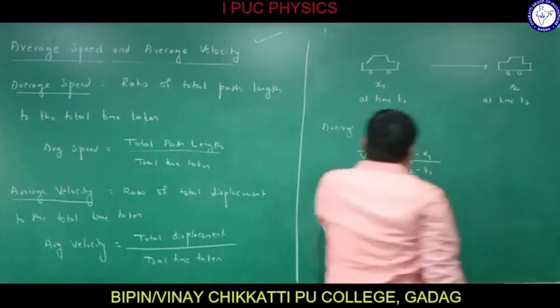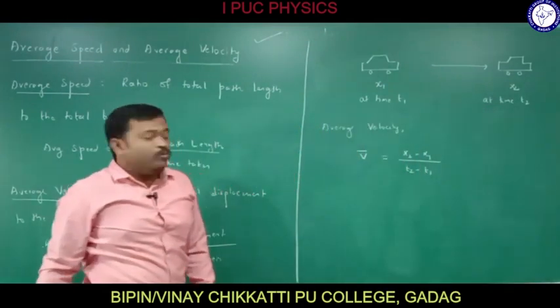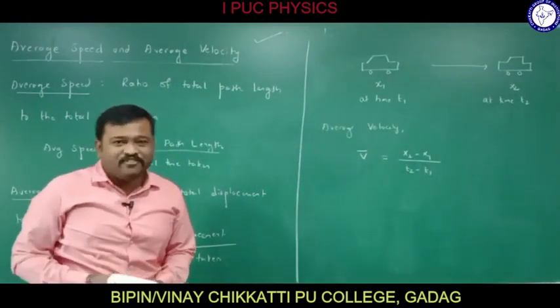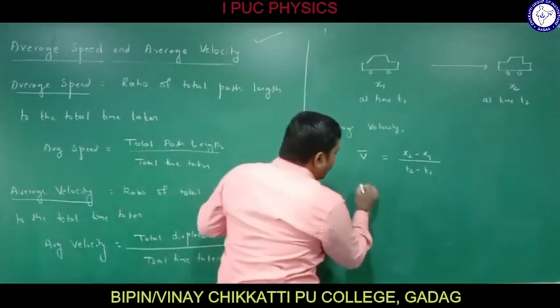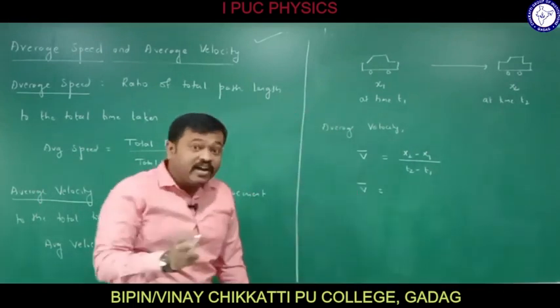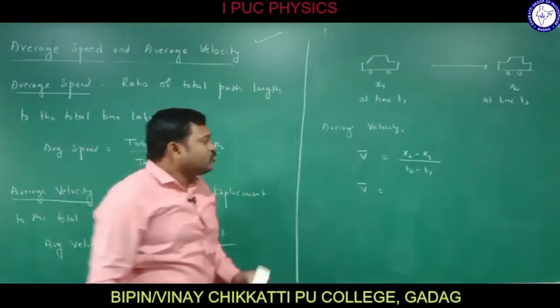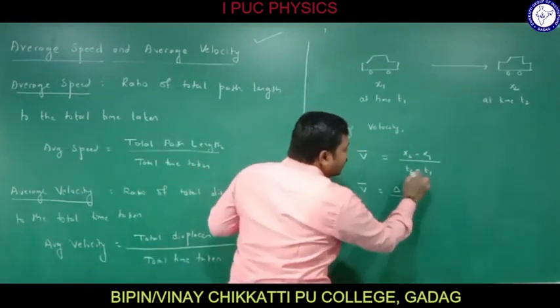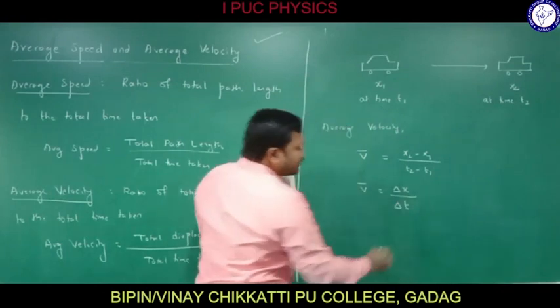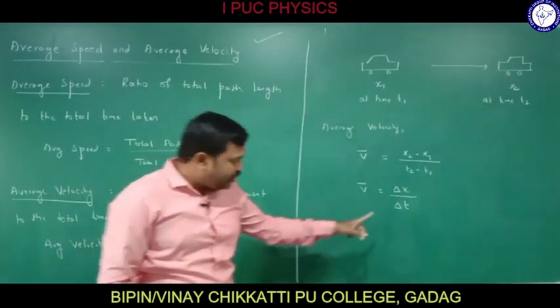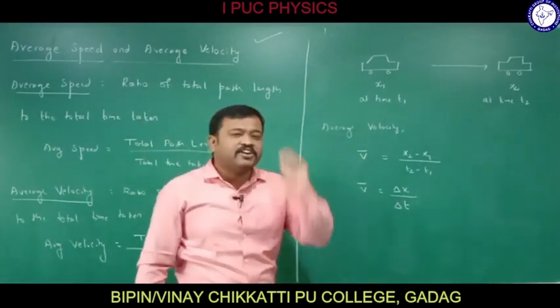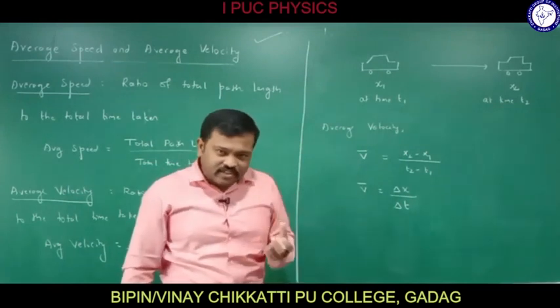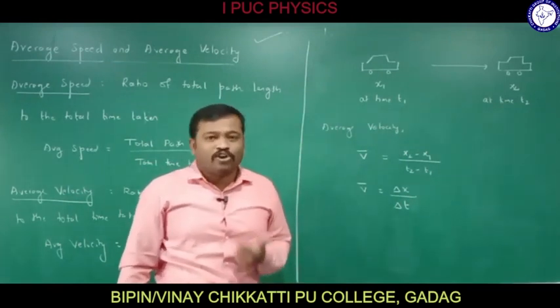Okay. Now, x2 minus x1 divided by t2 minus t1. Do you understand now? Let me write V bar, average velocity. x2 minus x1, I can write as delta x, divided by t2 minus t1, which I write as delta t. Do remember, usually we use delta for difference. Whenever you find a difference, we can use this symbol called delta.